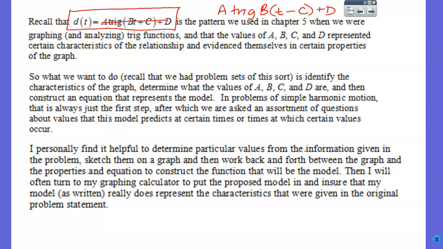Okay, so basically what we're going to do is just work backwards. If we can figure out what A, B, C, and D should be, then we can work our way back to the equation itself. I feel like it's much easier to work your way backwards and get those characteristics to be able to come up with the equation. Oh, and don't forget, it is an equation, so I should be saying equals.